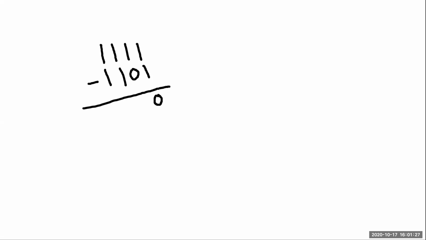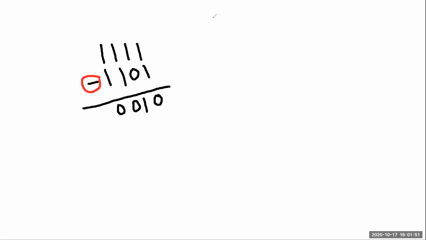1 minus 1 is 0. 1 minus 0 is 1. 1 minus 0 is 1. 1 minus 1 is 0. So this is the result, right? Yes, sir. Okay. But the computer cannot do the subtraction.